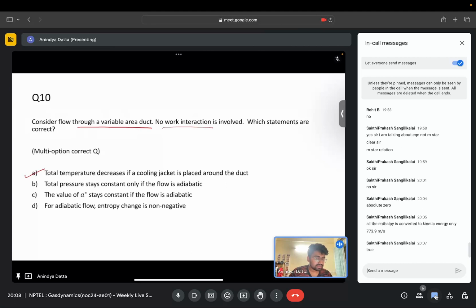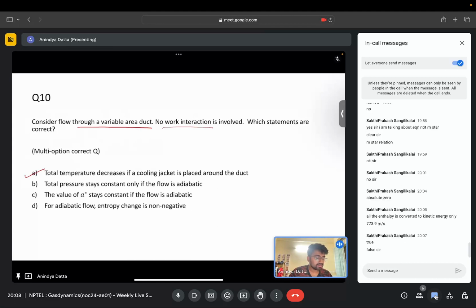So is the flow being adiabatic the sufficient condition for total pressure to stay constant? No. Good, so this is false. The flow has to be adiabatic and reversible, which means isentropic, for total pressure to stay constant. Okay, next: the value of A star stays constant if the flow is adiabatic.